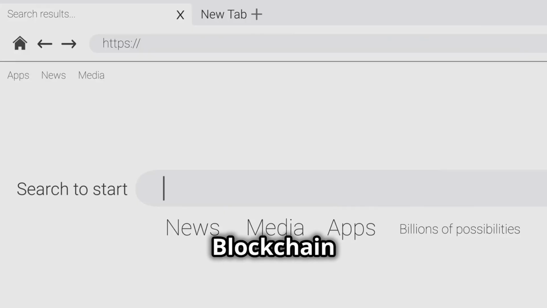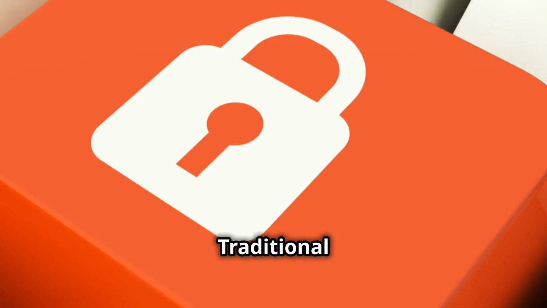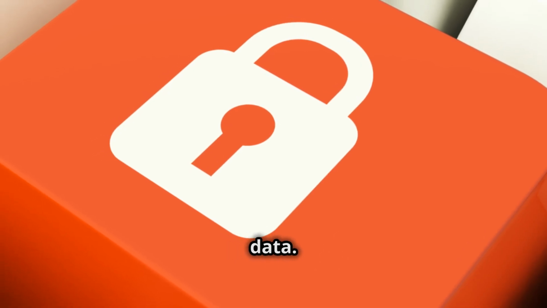Finally, transparency. Blockchain is transparent, as all transactions are visible to participants. Traditional databases usually limit access to the data.